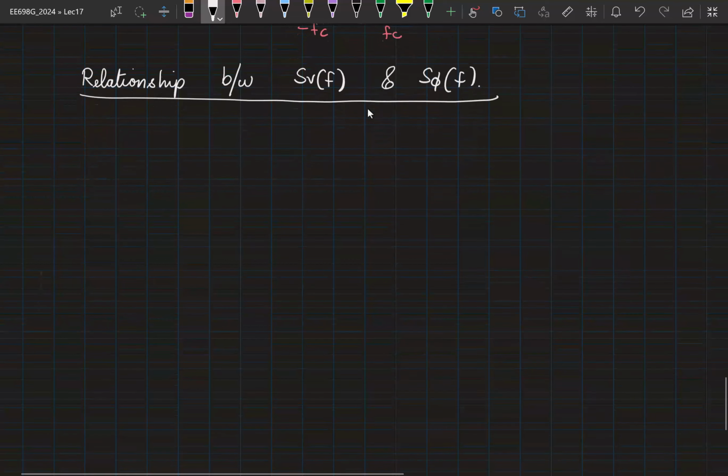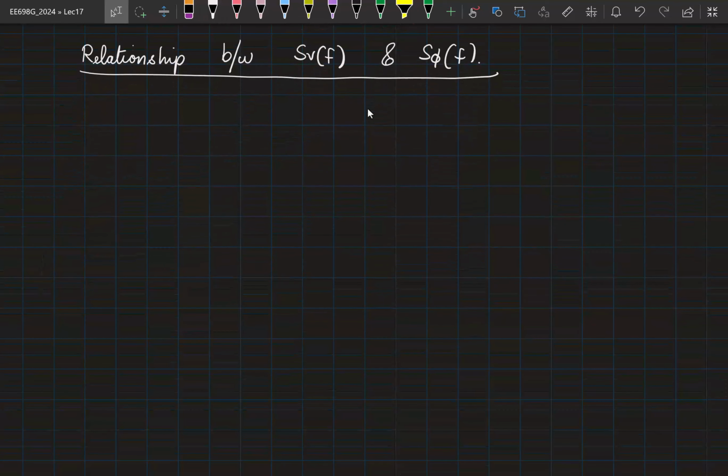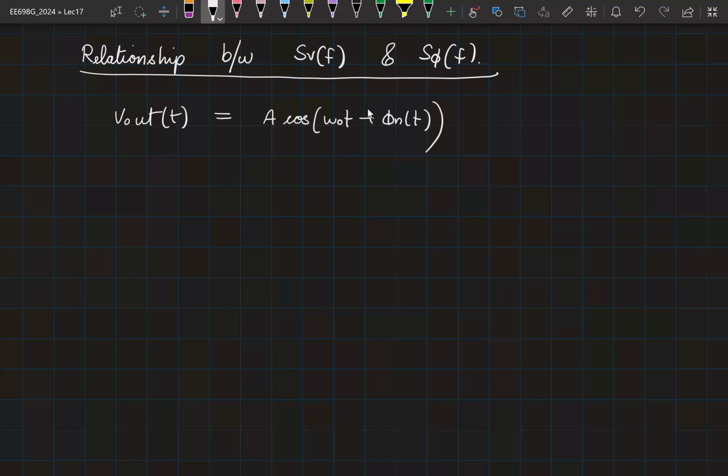This relationship is one of the easiest relationships to derive. So we start with v of t equal to A cos of omega naught t plus phi n of t. We expand this. Can you tell me the expression? So this is cos omega naught t cos of phi n of t minus sine of omega naught t into sine of phi n of t.